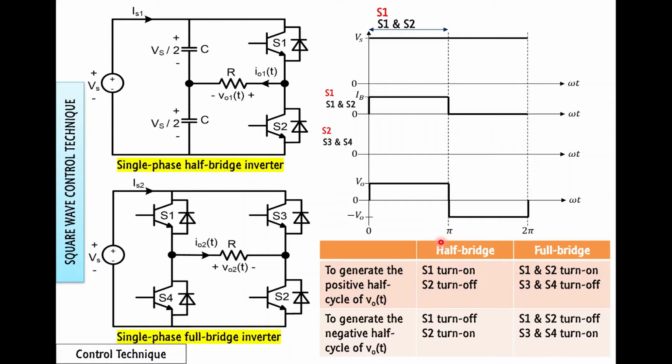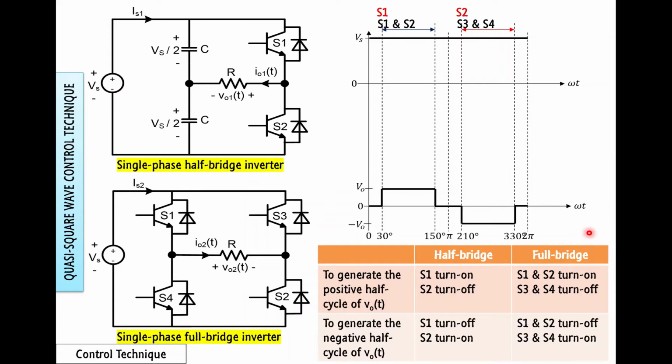Meanwhile, to generate the negative half cycle of the output voltage, we must apply the following control pulse to turn on S2 in the half bridge and S3 and S4 in the full bridge. According to the graph, the conduction angle of each power switch is fixed at 180 degrees.